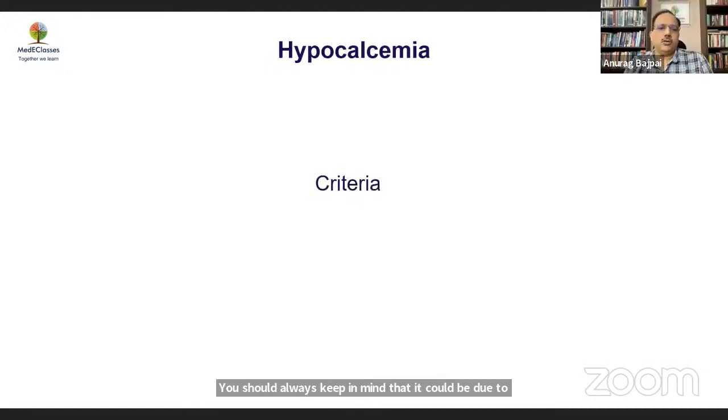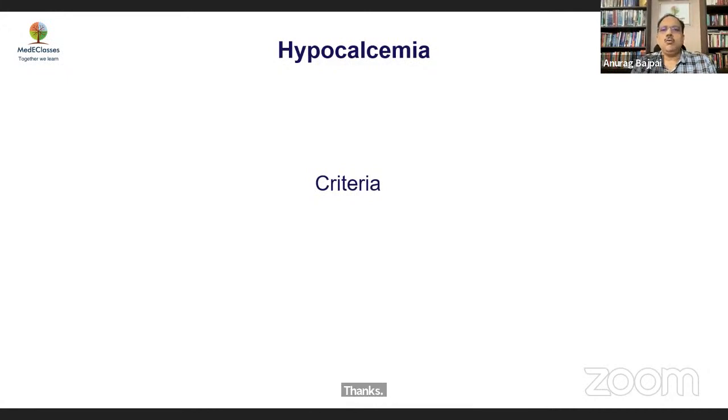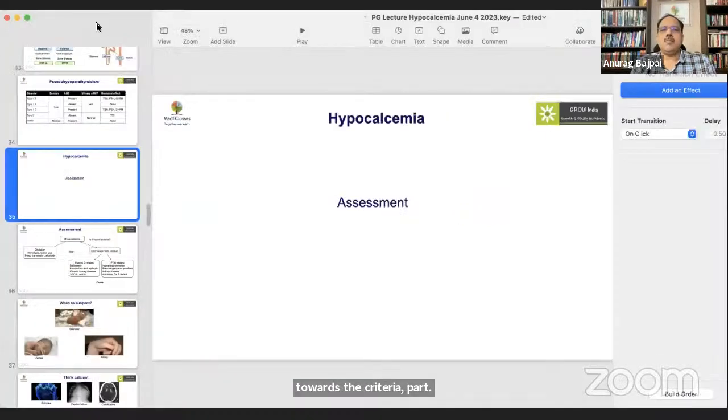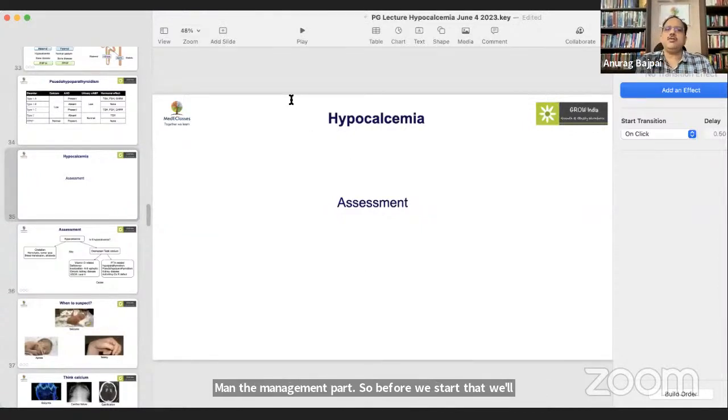Thanks, Vibha, for the wonderful introduction with regards to the etiology. We will now move forward towards the criteria part, how do we assess a patient with hypocalcemia, and the management part. Before we start that, we'll see if there are any particular questions. Dr. Narendra is asking, do we need to check for maternal calcium and vitamin D every time in neonates? We'll touch base on that when we talk about this part.